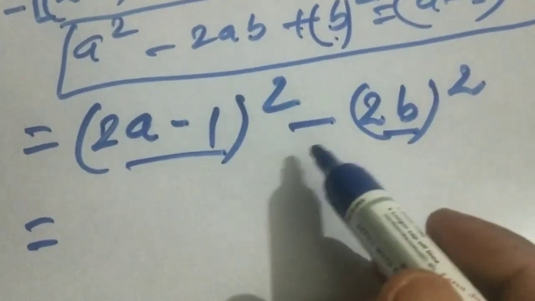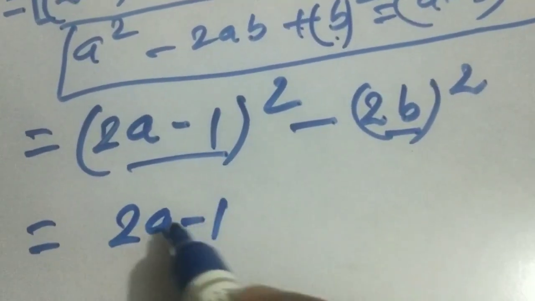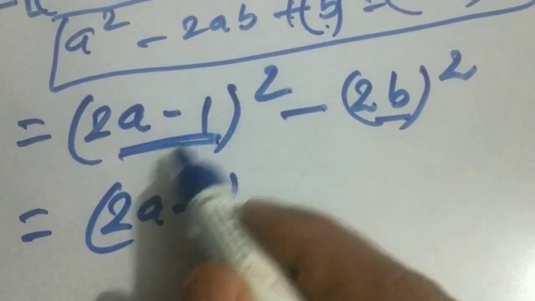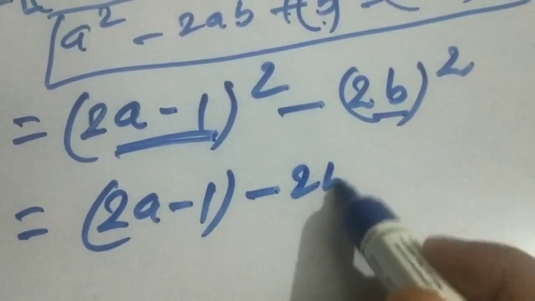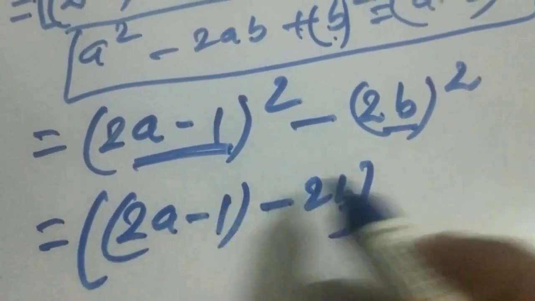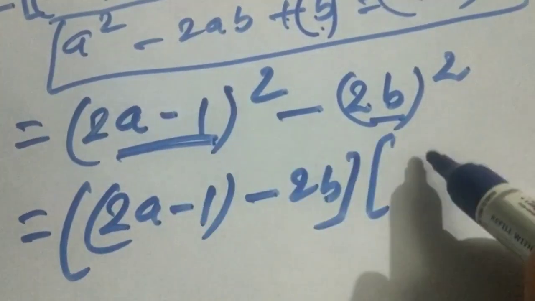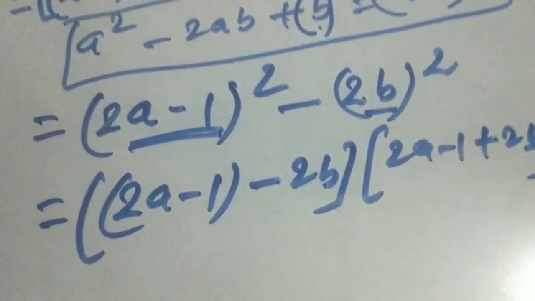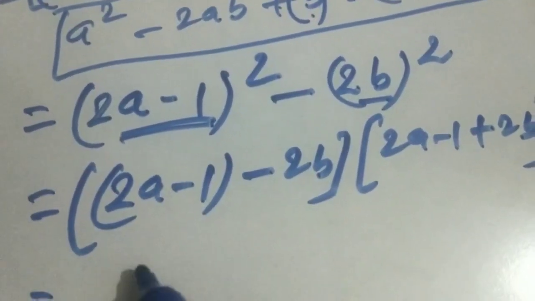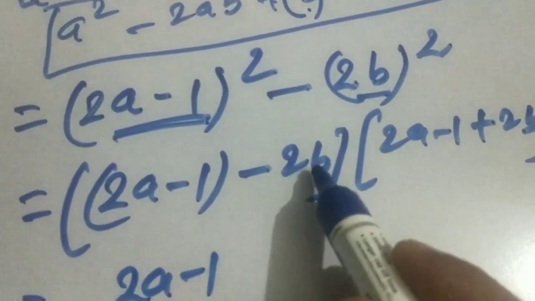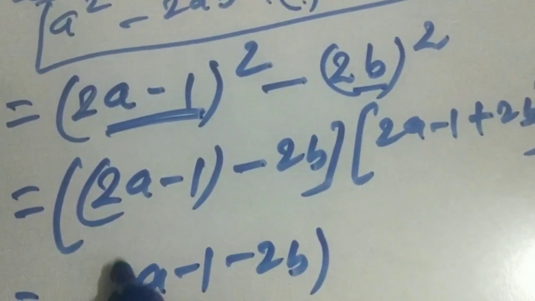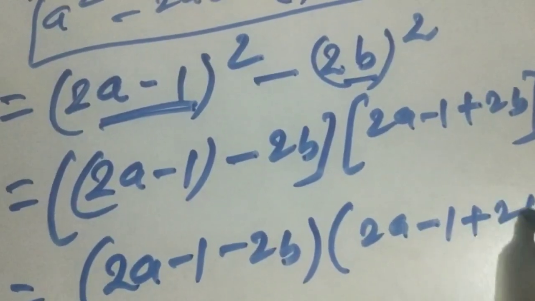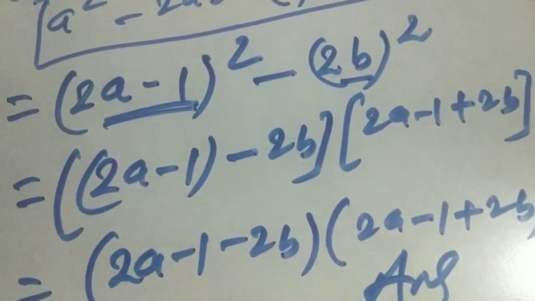So a minus b: at the place of a you have to write this whole expression, 2a minus 1, and minus 2b, and then in another bracket you have to write 2a minus 1 and plus 2b. So now remove the big bracket, it will be 2a minus 1 minus 2b, and this will be 2a minus 1 plus 2b. This is the factorization for the given polynomial.